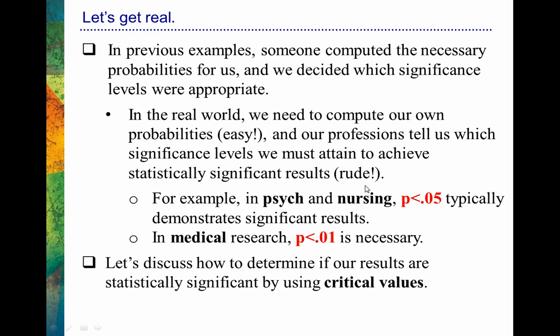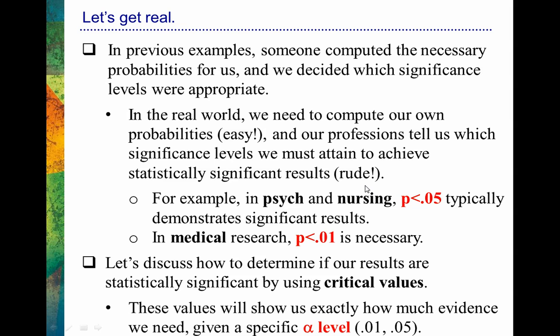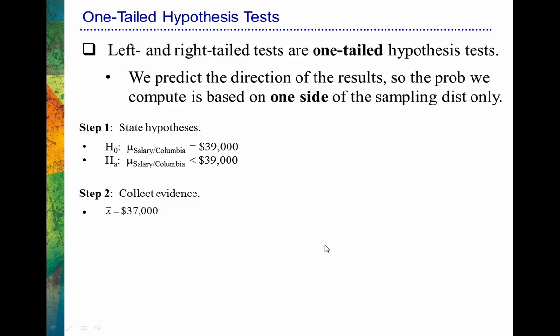So we're going to discuss how we can determine if we have those significant results by comparing our results to some critical values, some critical z-values. Those values are going to show us exactly how much evidence we need for any given alpha level, like 0.05 or 0.01. That alpha level is the significance level that we're working with. Let's just jump into an example and you'll see what I'm talking about.